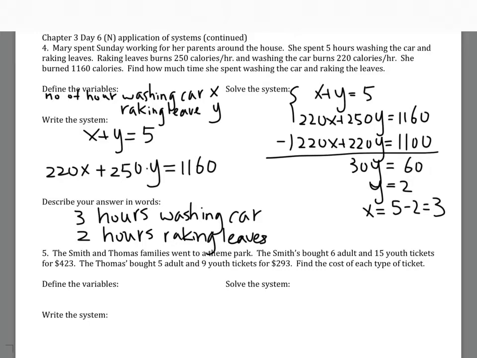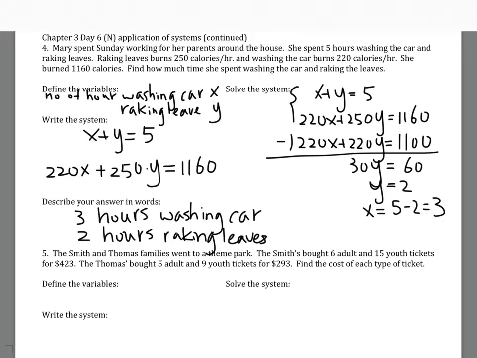Again, question number 4 is very similar to question number 3. Mary spent Sunday working for her parents around the house. She spent 5 hours washing the car and raking leaves. Raking leaves burns 250 calories per hour, and washing the car burns 220 calories per hour. She burned 1,160 calories. Find how much time she spent washing the car and raking the leaves.